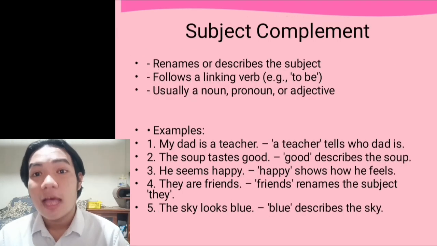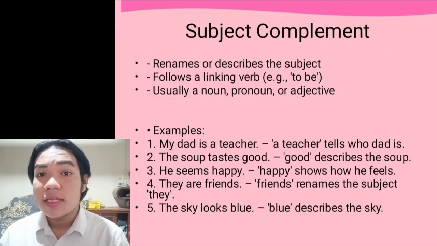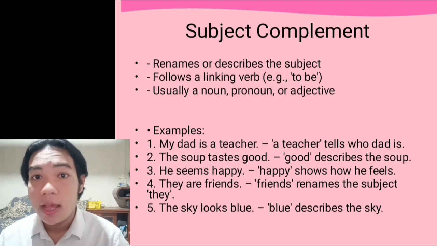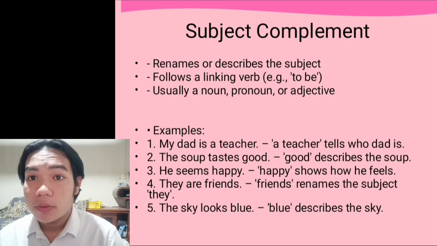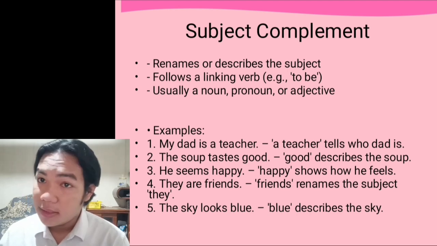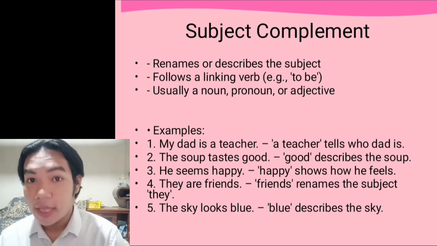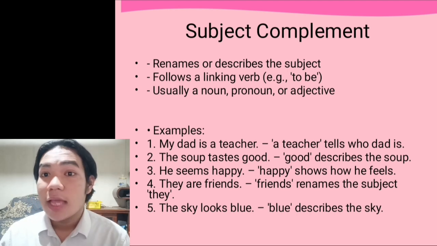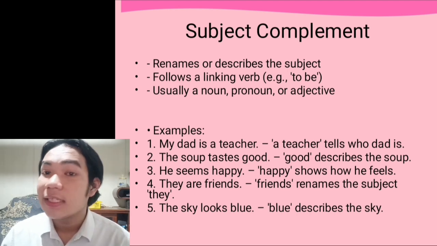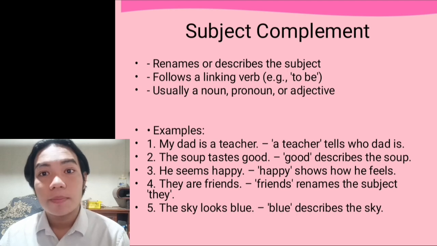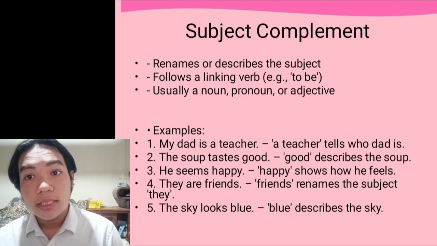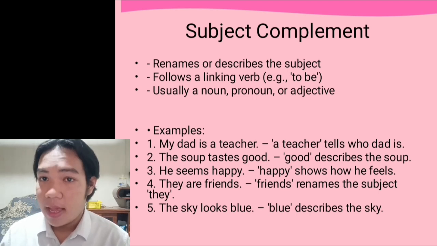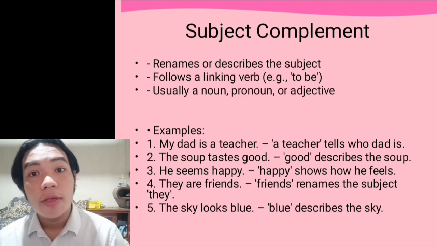And we have the subject complement. This is a specific kind of complement that gives more information about the subject. It follows a linking verb like is, seems, looks, or tastes. For example, my dad is a teacher. A teacher tells who dad is. The soup tastes good. Good describes the soup. He seems happy. Happy shows how he feels.